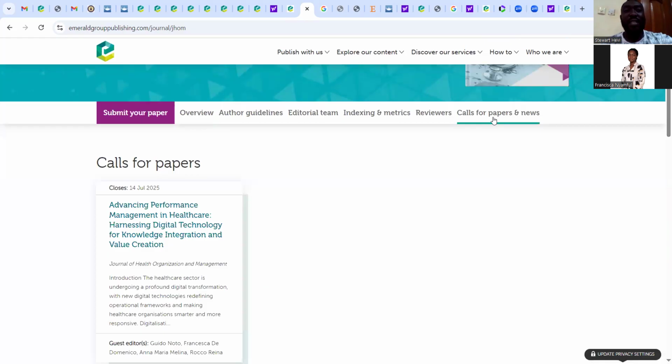Look at this one. It says that it has a call for paper. Can you see the call for paper? It says: advancing performance management in healthcare, harnessing digital technology for knowledge integration and value creation. You get it? So it is telling you clearly that this is one of the areas that the journal wants to work on.